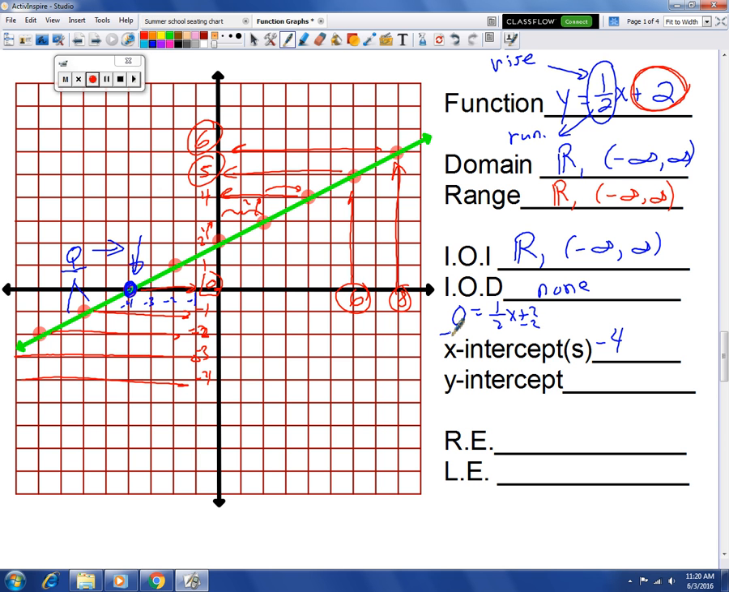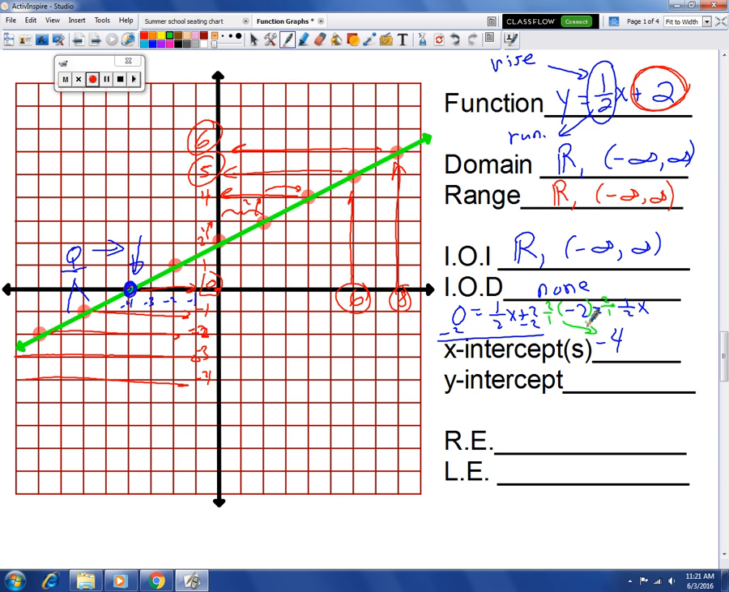You subtract 2 from both sides. You get -2 equals 1/2 x. And to get rid of that 1/2 in front of the x, and that's what solving an equation is, getting rid of things around the x, you multiply by the reciprocal on both sides. 2 over 1 is 2. 2 times -2, that's -4. Okay, so you can do it algebraically.